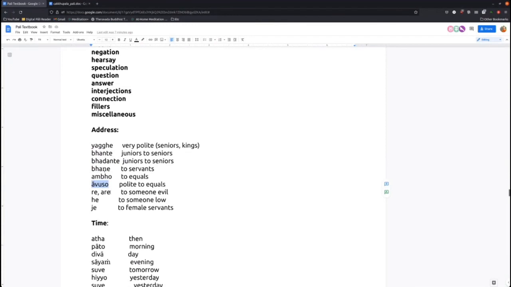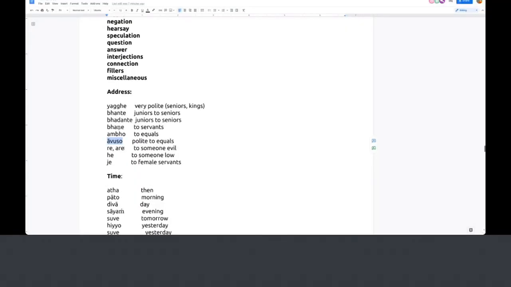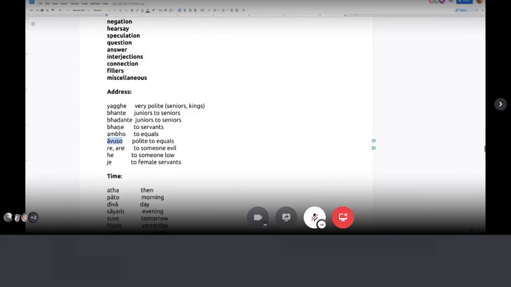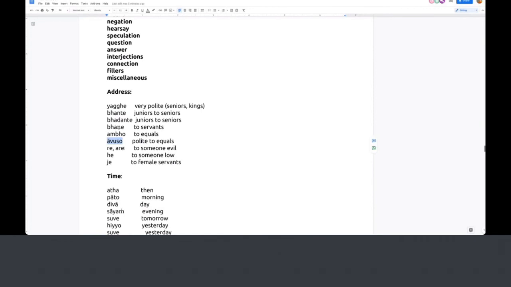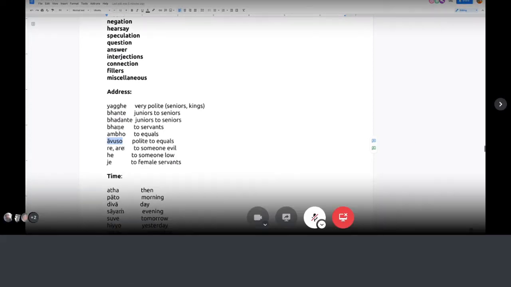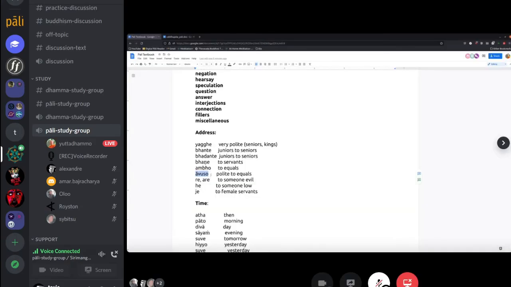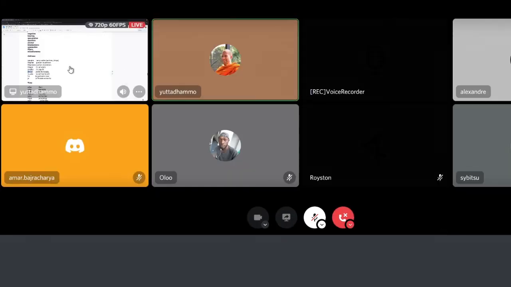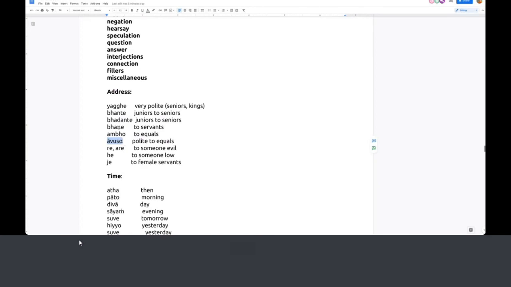Auso is usually translated as friend. I don't know if it actually means friend, to tell you the truth. It means one who has age, so someone who is elderly, not elderly, but an adult. So it's polite. But it is also what a senior monk uses to address a junior monk. So it isn't actually putting someone above you. It was used to talk about someone who is below you, technically.